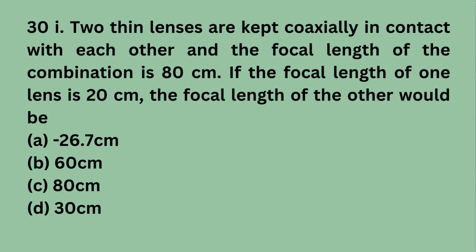Now, first part. Two thin lenses are kept coaxially in contact with each other and the focal length of the combination is 80 centimeter. If the focal length of the one lens is 20 centimeter, the focal length of the other would be: A, minus 26.7 centimeter, B, 60 centimeter, C, 80 centimeter, D, 30 centimeter. So here the correct option is A, minus 26.7 centimeter.